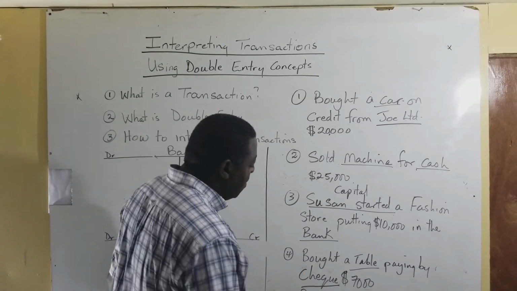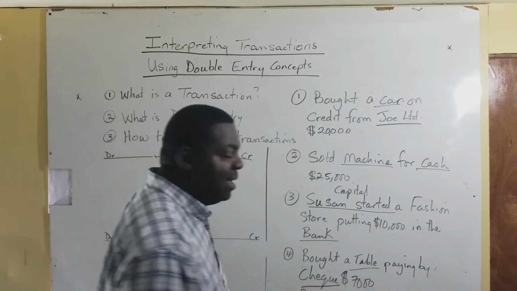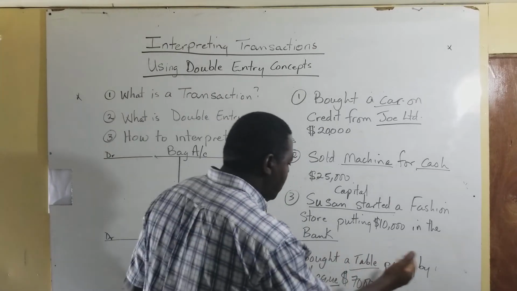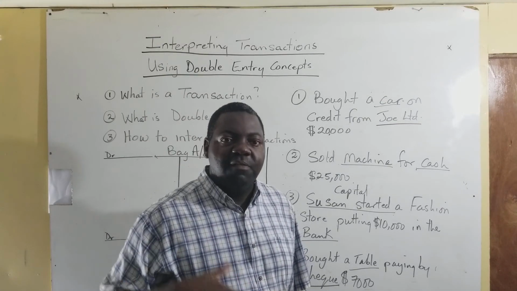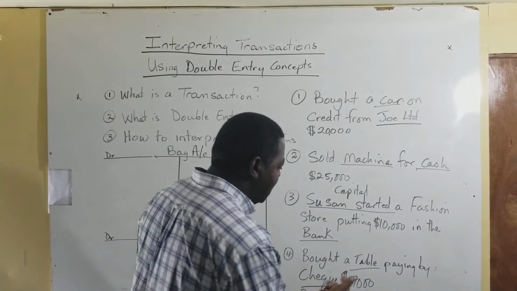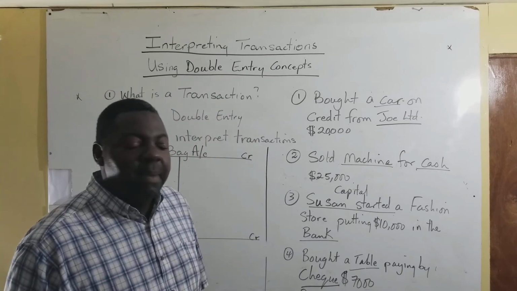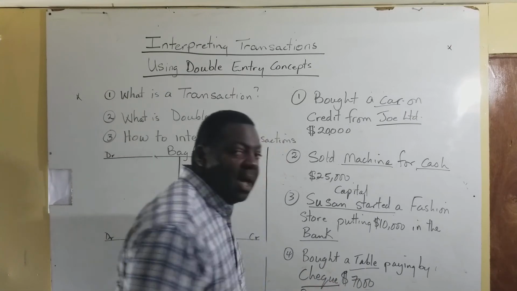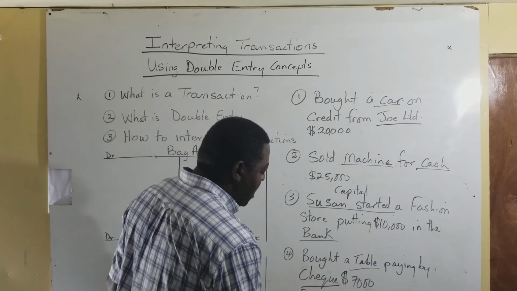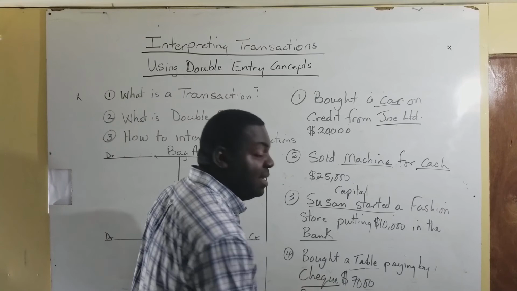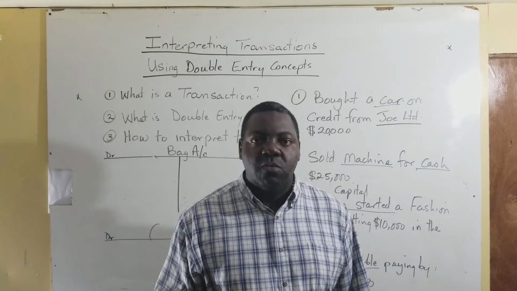Let's go to the next one we showed you. Bought a table paying by check. We're buying a table paying by check. So, what are the questions we're going to ask ourselves? What are we buying? The answer is a table. What are we using to buy the table? The check. And we said earlier that once the check comes in the transaction, it is the bank account that is affected, because a check is really drawn on a bank account.